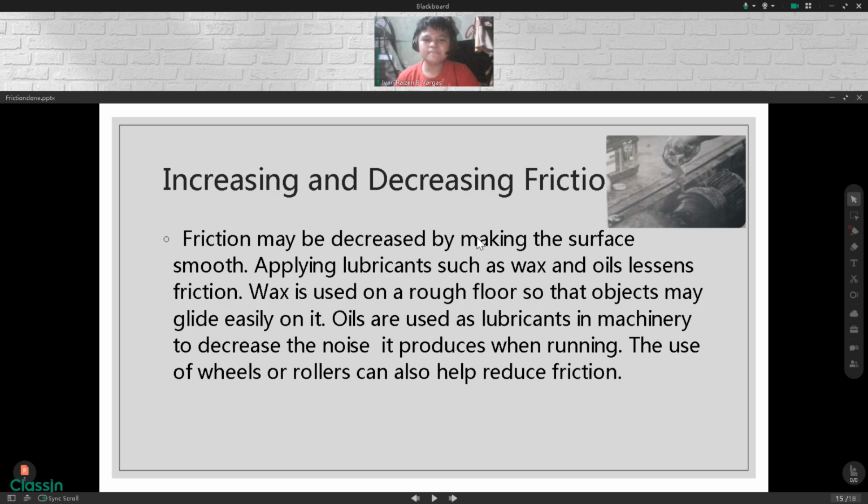Friction may be decreased by making the surface smooth and applying lubricants such as wax and oils. Wax is used on a rough floor so that objects may glide easily on it. Oils are used as lubricants in machinery to decrease the noise it produces when running. The use of wheels or rollers can also help reduce friction.